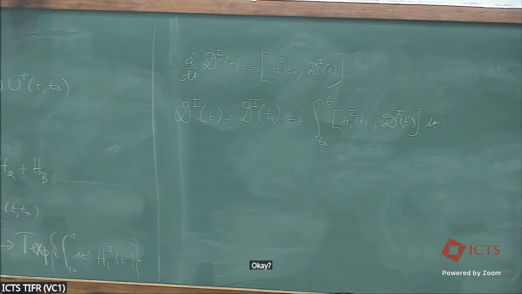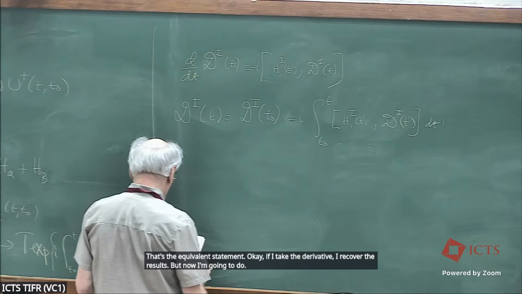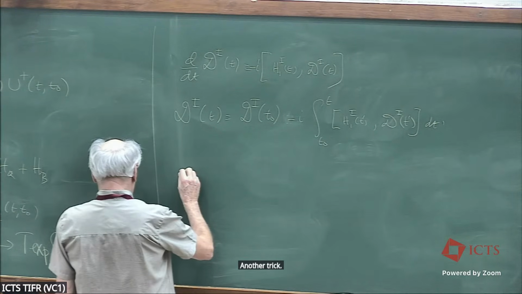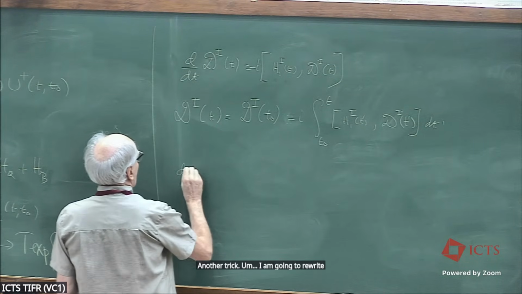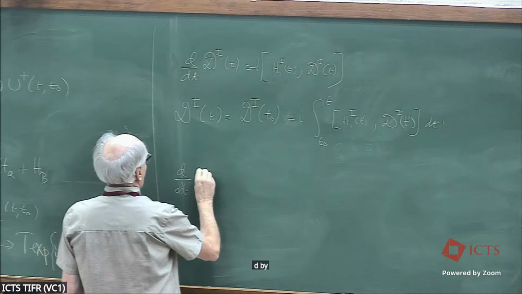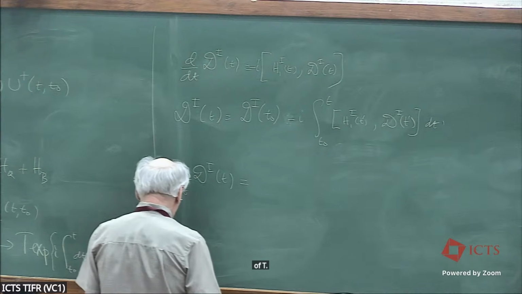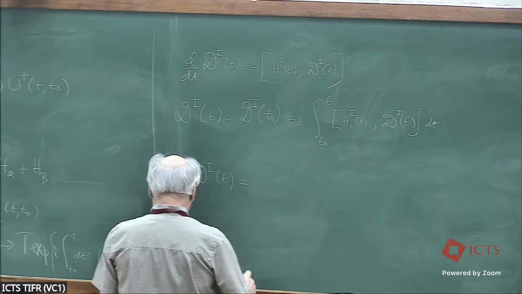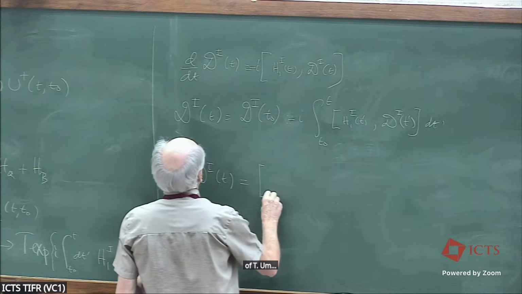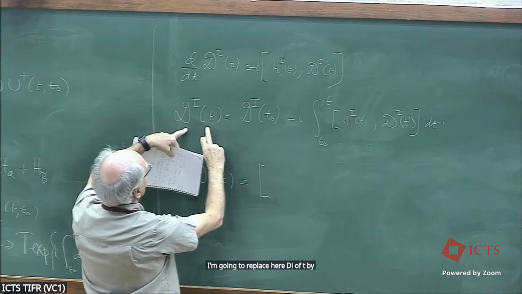That's the equivalent statement. If I take the derivative, I recover the result. But now I'm going to do another trick. I am going to rewrite the equation d by dt of dI of t. I'm going to replace here dI of t by this expression here.